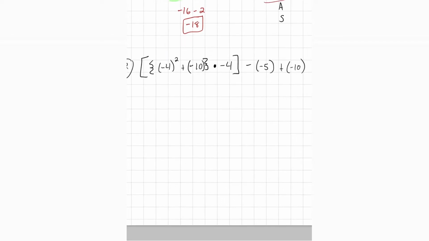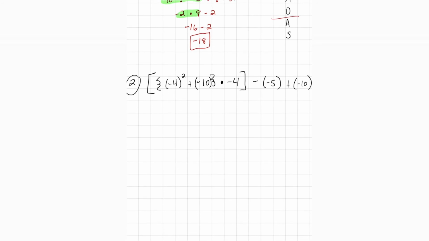Okay, the last problem, more of a doozy. We have a lot of grouping symbols in this one. We have brackets, braces: negative 4 squared plus negative 10, close the brace, times negative 4, close the bracket, minus negative 5 plus negative 10.